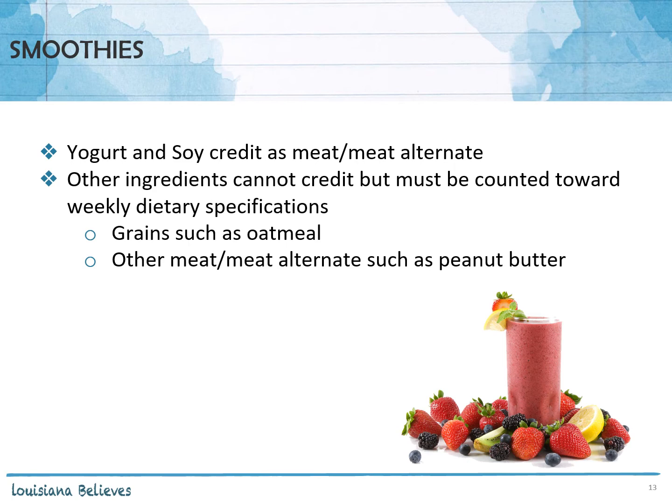F&S also allows for the crediting of yogurt in smoothies as a meat alternate for all meals and snacks. It is important for program operators to recognize that the addition of yogurt to a smoothie does not serve as a substitution for fluid milk. Fluid milk must be offered to meet the milk component requirement.